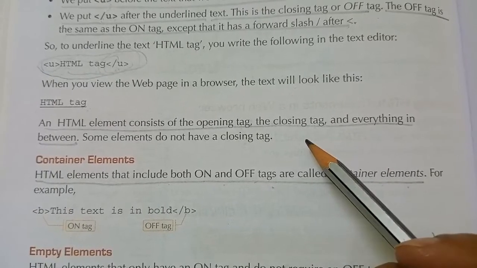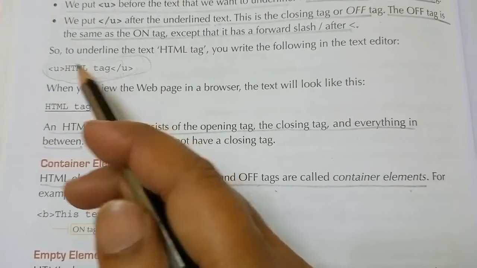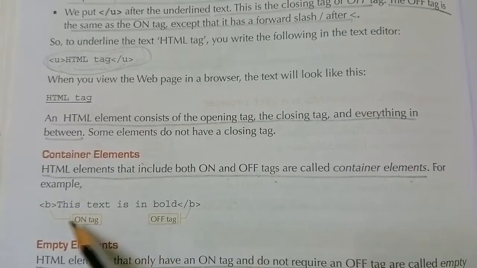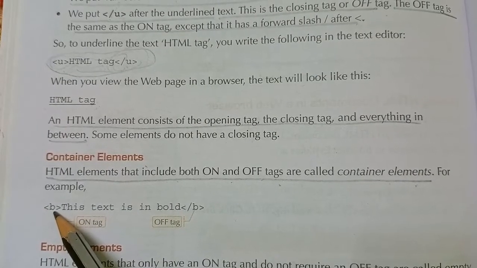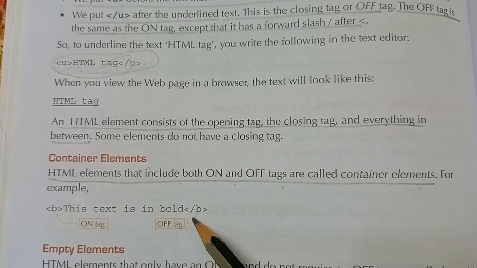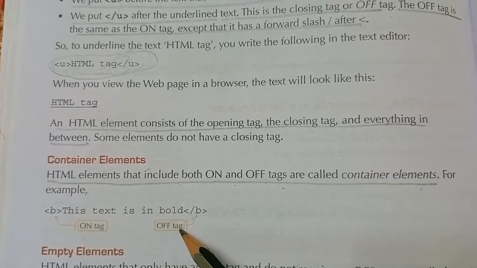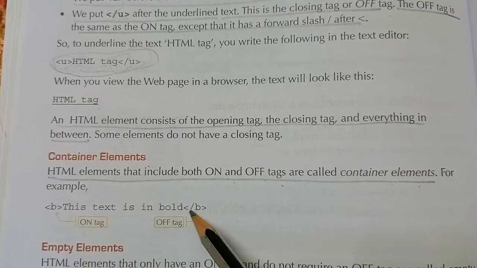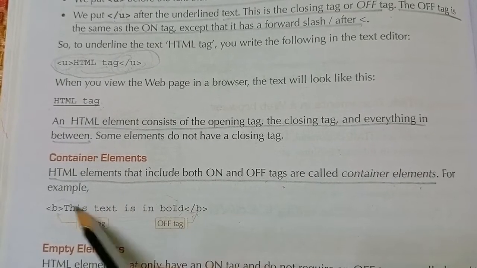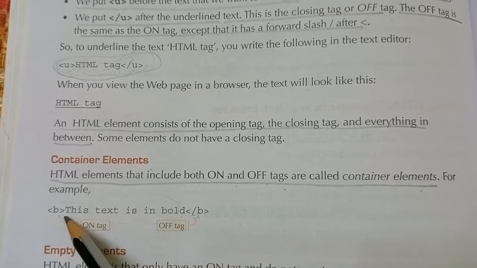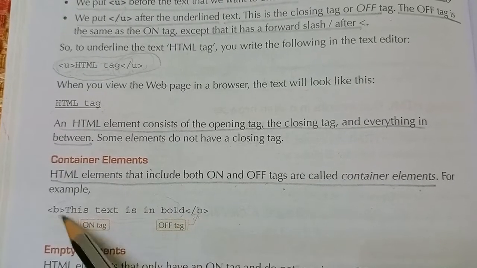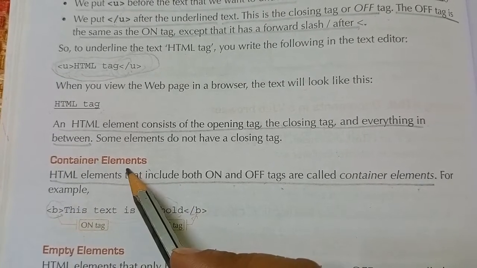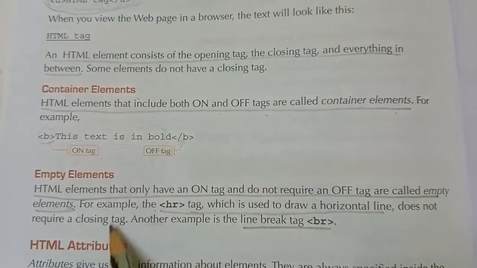See, any element like this, any element which has both an on tag and an off tag, that is called a container element, like this. So this is a B tag. Okay, B is open and B is closed. This is the on tag and this is the off tag. In between, whatever you want to write, you can write. B means bold tag. If you want to make this line bold, in bold handwriting, then you have to use the B tag. So any element which has both an on tag and an off tag is called a container element. Understood?